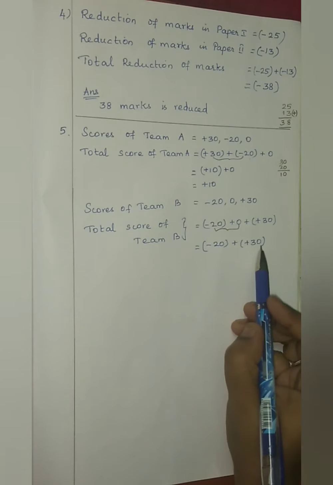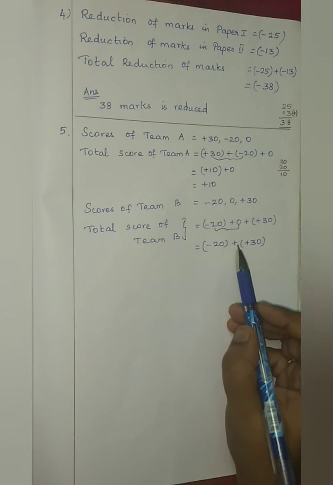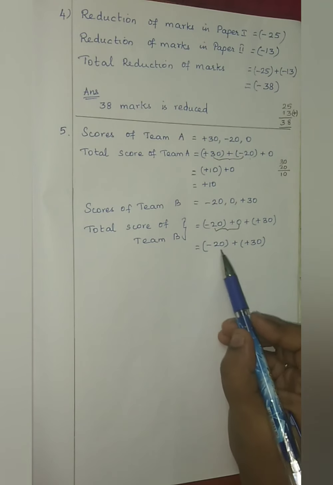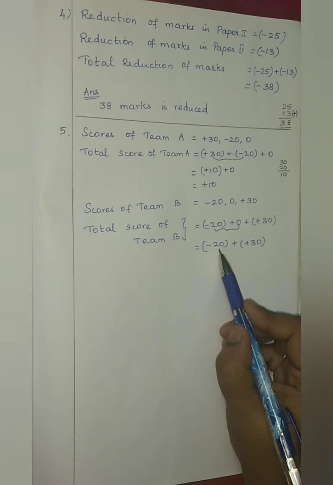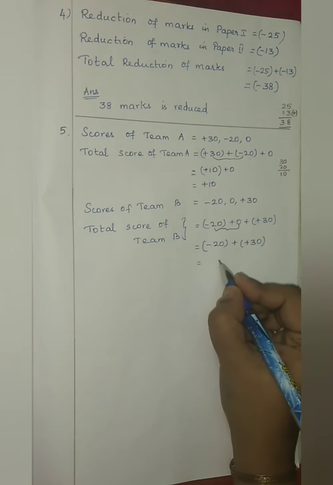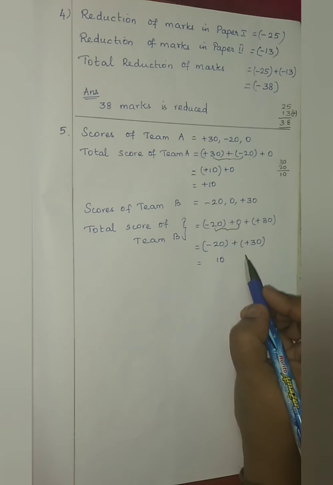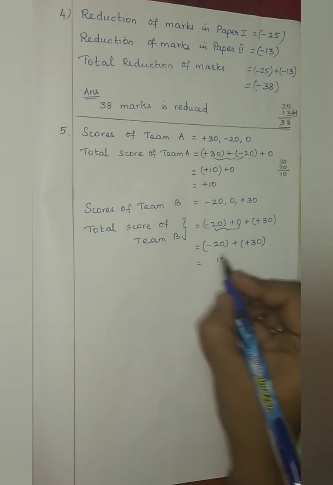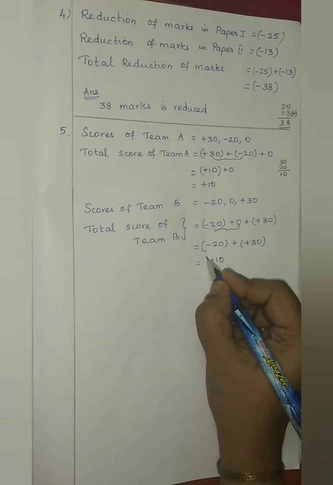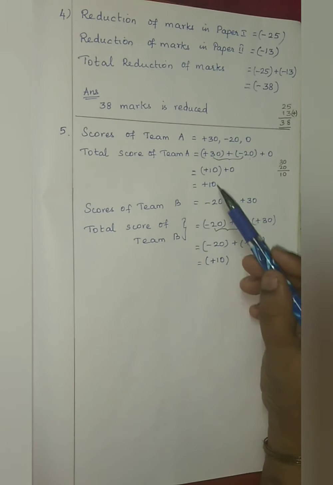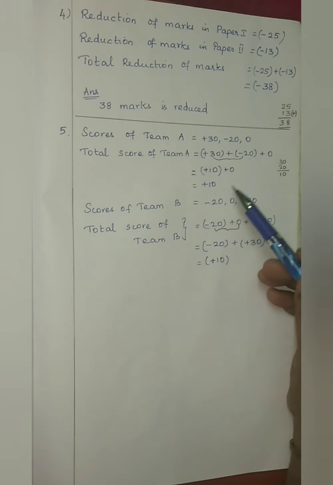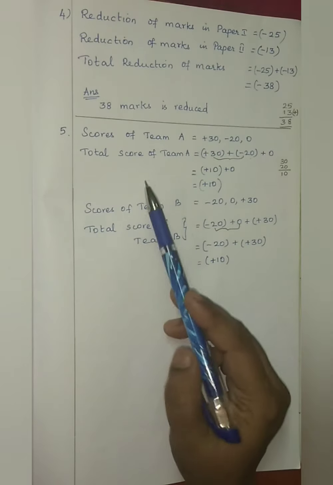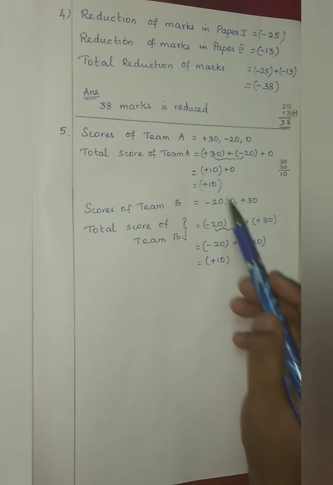Now you have integers of different sign. So we know that when we add integers of different sign, subtract the smaller number from the bigger number. Here the smaller number is 20. So when you subtract 20 from 30, we get 10. And put the sign of the bigger number. Here 30 is bigger and it is positive. We have plus sign in front of it. So the answer remains plus 10. Now compare the total score of Team A and Team B. What is that? Plus 10. Total score of Team A and Team B remains the same.